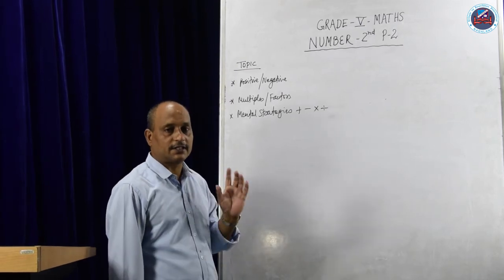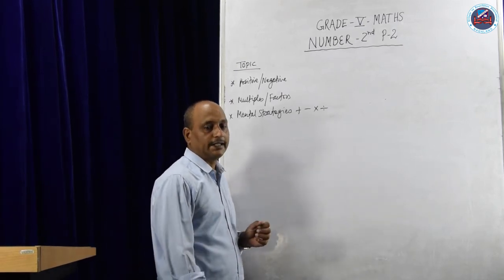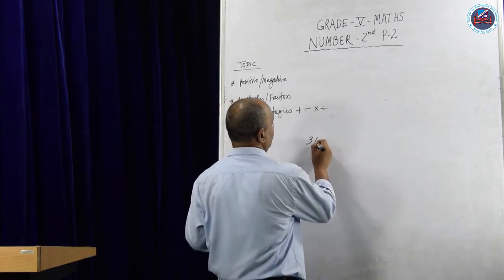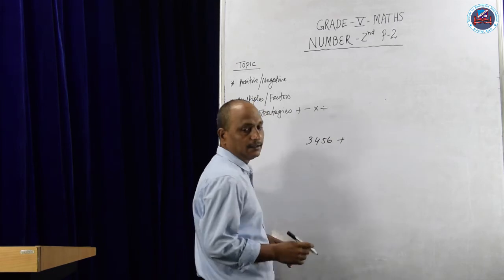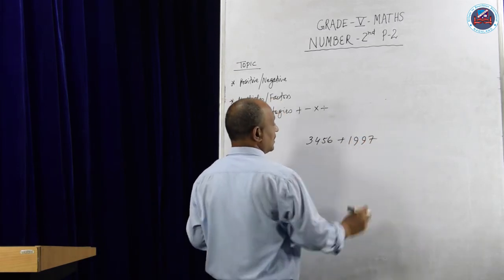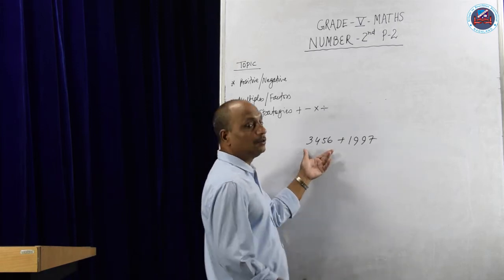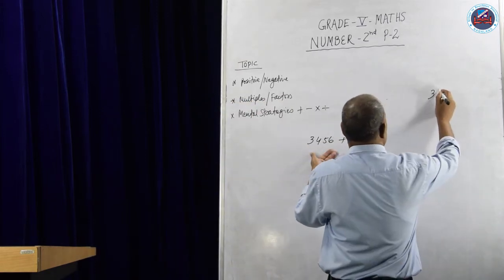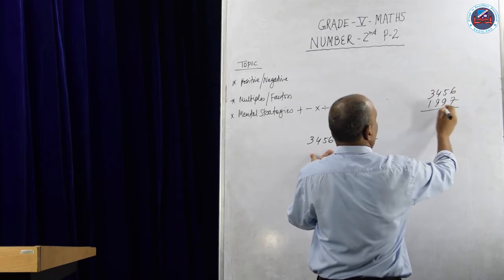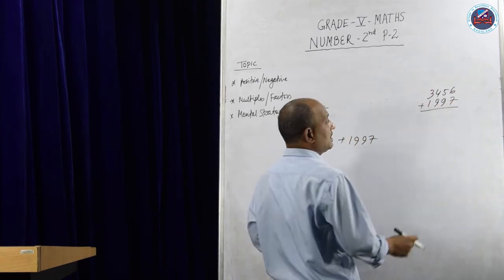Let us just take one example for addition. Let us take one number. Suppose 3456 added to 1997. Suppose 1997. Now what are we going to do? Let us do it formally first. How do we add 3456 and 1997? When we add up, what will be the answer?